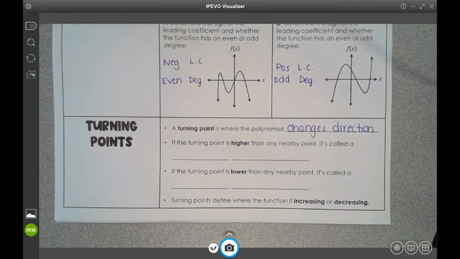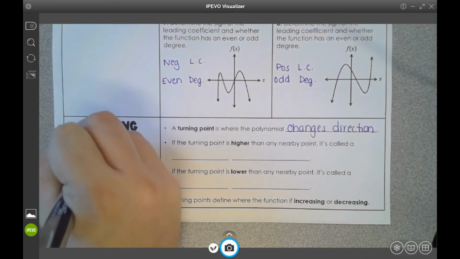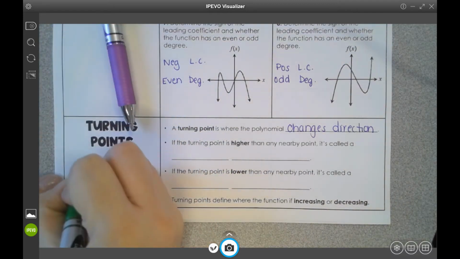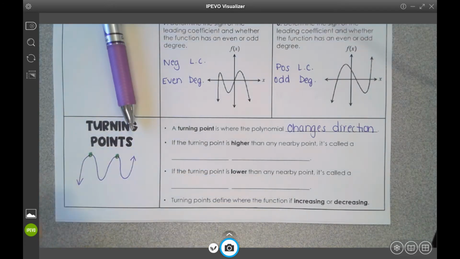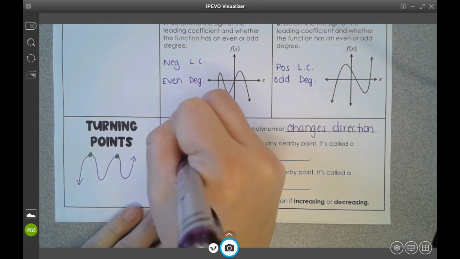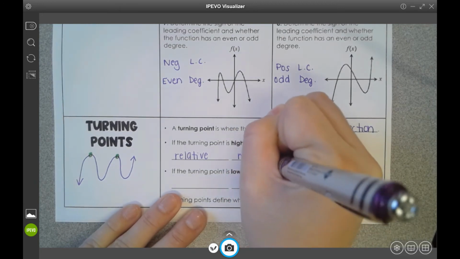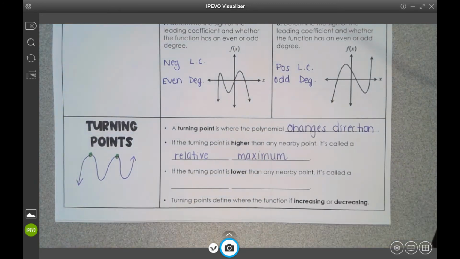So if the turning point is higher, meaning if it's a top point, like the top of the hill, those are called relative maximums. We talked about maximums and minimums a little bit in quadratics, but if it's at the top, it's a maximum. So those are your max.